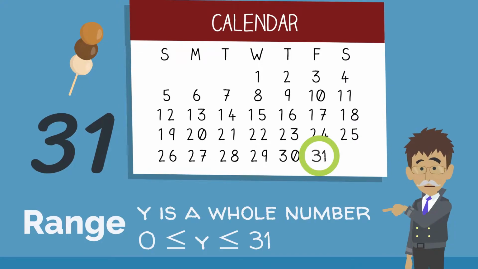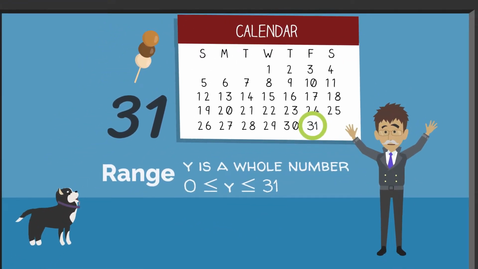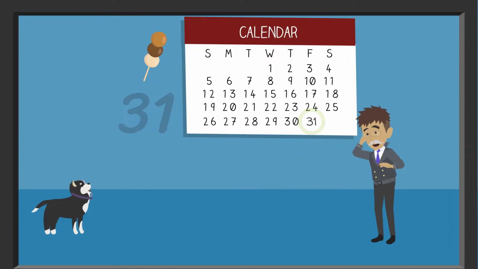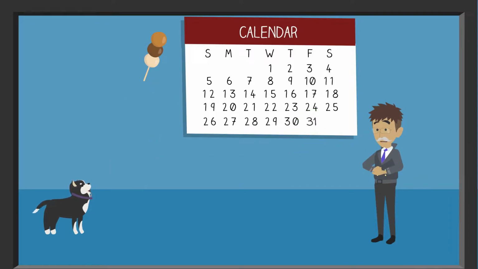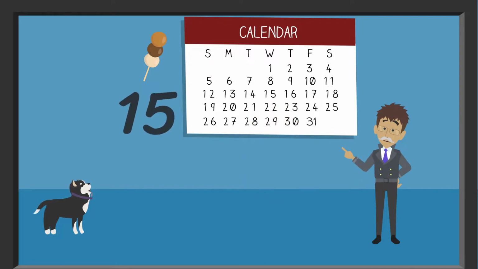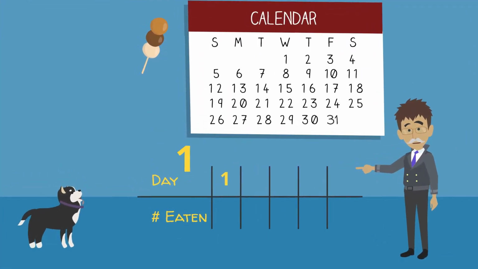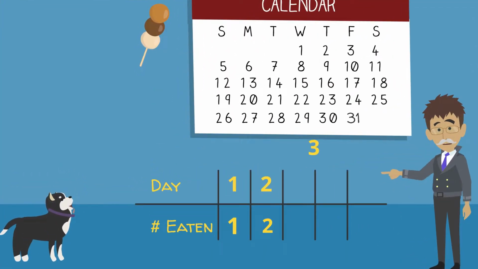Notice the output variable is one to one for the relationship between the number of days passed and the number of good girl sticks eaten. For each day of the month, there is only one total number of good girl sticks eaten. In this situation, there's only one possible answer for each input. This one-to-one relationship is a defining characteristic of functions.